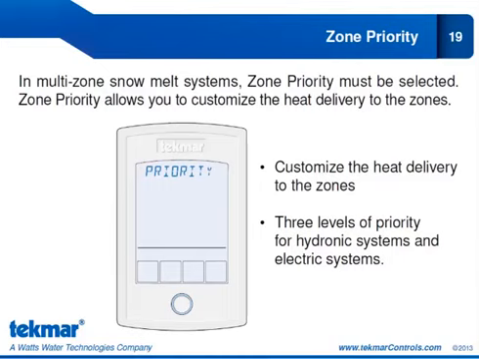The nice thing about the 654 is that we have 3 levels of priority for hydronic systems and 3 levels of priority for electric systems. So it really lets you customize the operation of the snowmelt system in accordance to your particular heat source and how that has been sized.